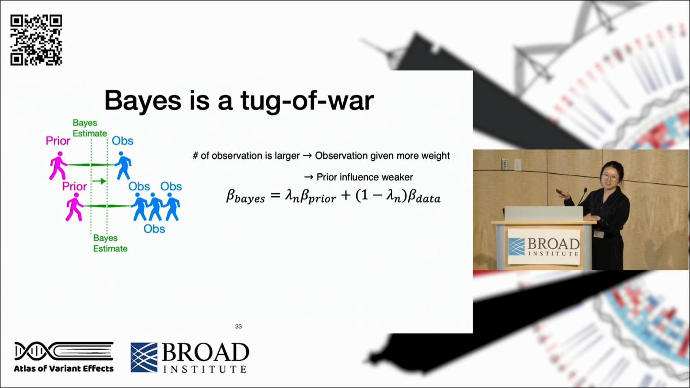So when the number of observations is larger, your observation is given more weight, so the prior influence is weaker. But if you only have one replicate, think about only 2 data points, the prior will play a bigger role in your final effect estimate. In informal terms, I would characterize this Bayes estimate to be some proportion of your prior and some proportion of your data, right? And if you have more than 20 or 30 observations, you'll see how the data completely overpowers your prior.